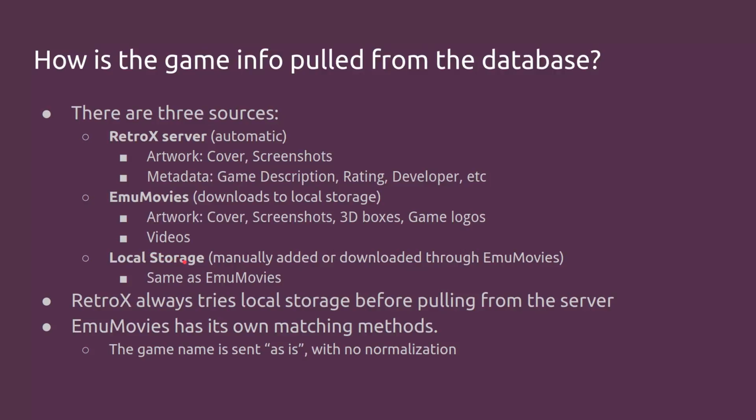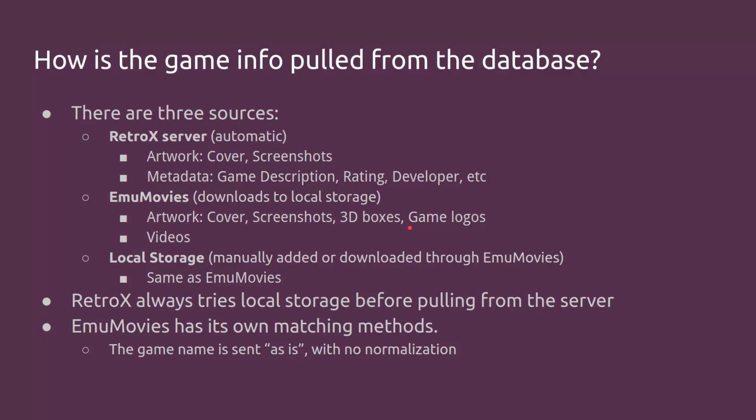If you don't have the artwork in your local storage, you can still ask Emu Movies to download it. It's not exactly that way. What you do is use a sync option in RetroX that connects your games to Emu Movies, and all the artwork found is downloaded. Also, you can download the videos for your games from them. And this is something new.